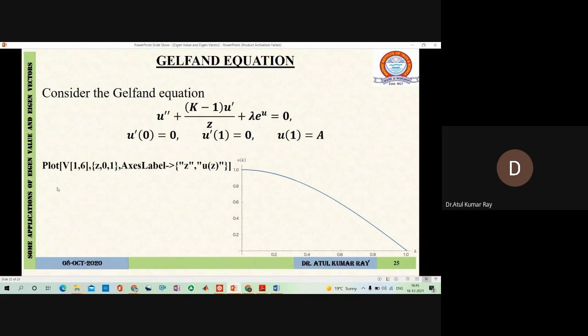This curve, how it works, is also part of the research field. So eigenvalue problems are used in many different fields. I think that is it up to now.